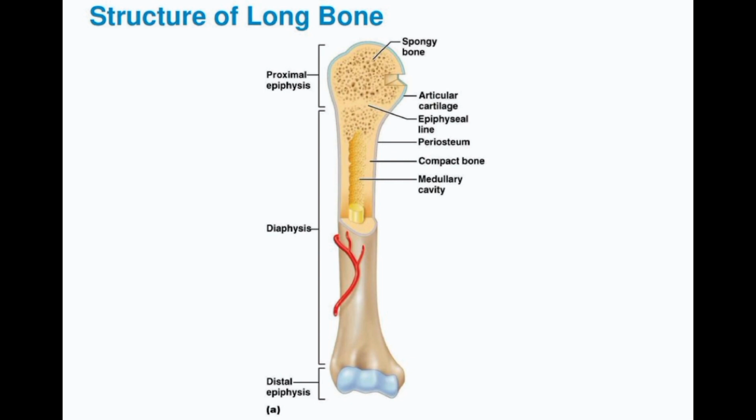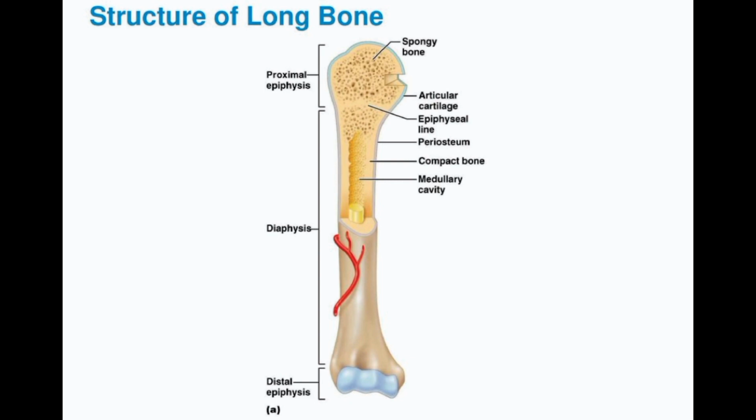The structure of a long bone consists of a long shaft, called the diaphysis, that is made up of a hard outer layer of compact bone and a spongy inner layer of bone tissue called the medullary cavity, which contains bone marrow. The ends of the long bone are called the epiphyses, which are covered with a layer of articular cartilage that helps cushion the joint during movement.